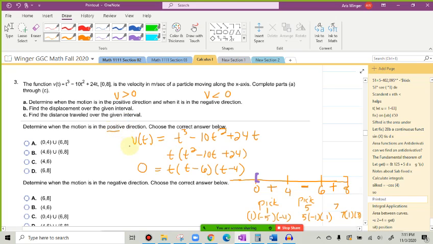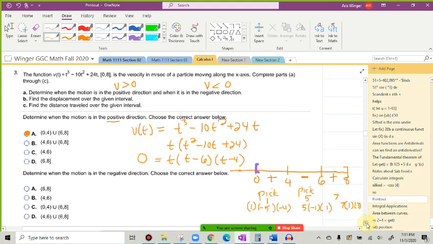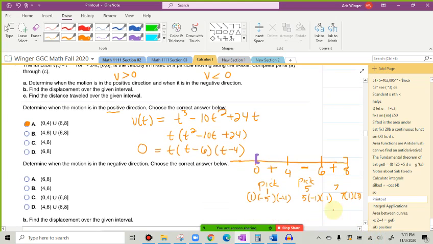Motion is in the positive direction 0 to 4, union 6 to 8. Negative direction, 4 to 6.